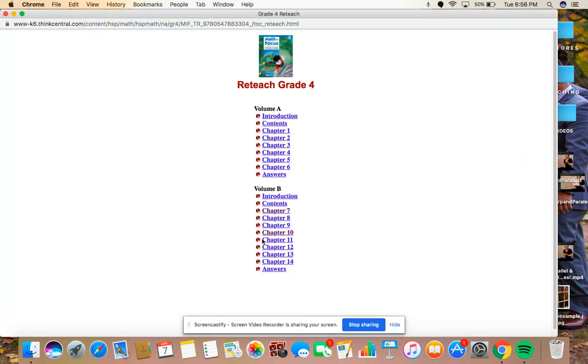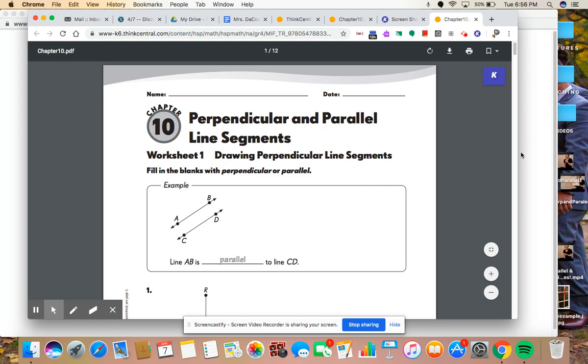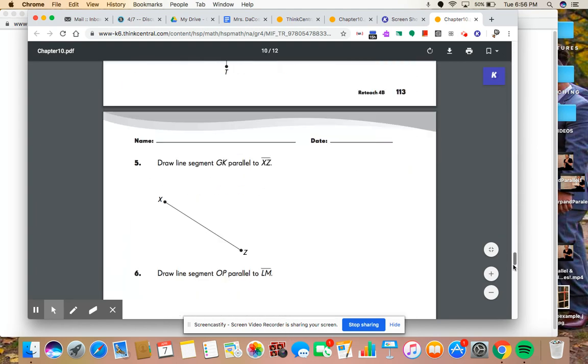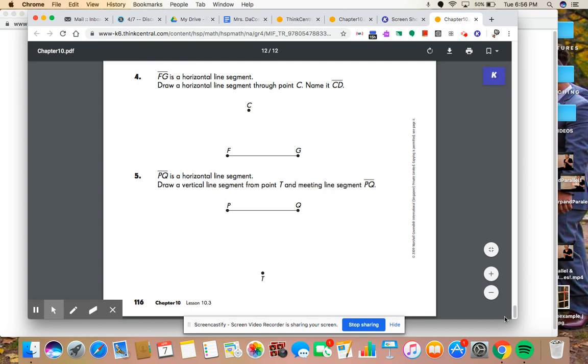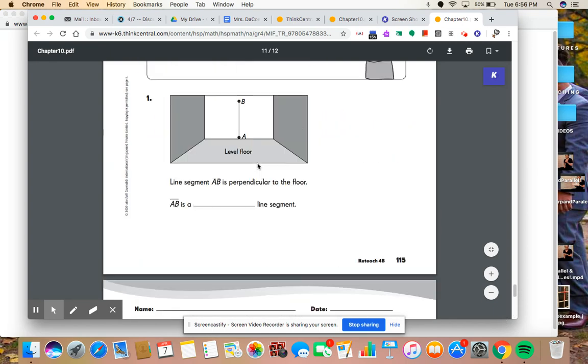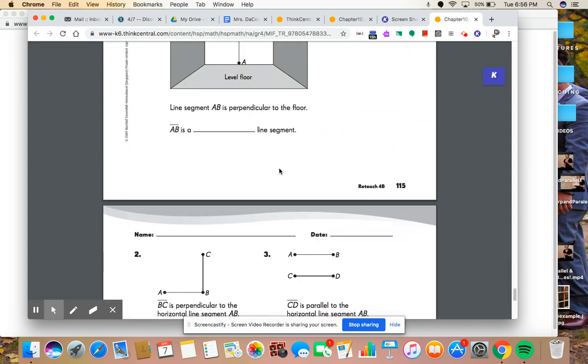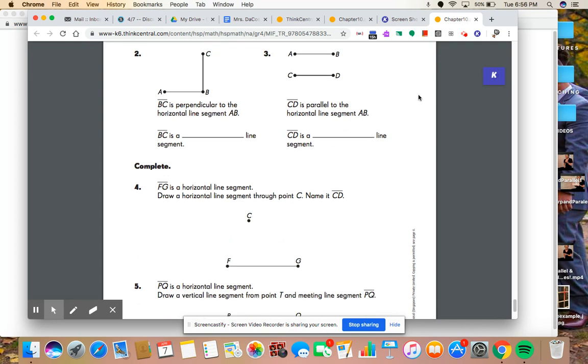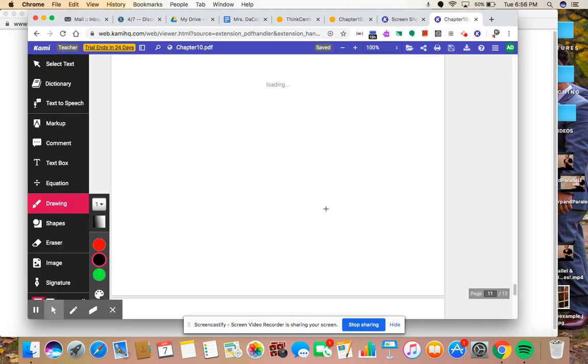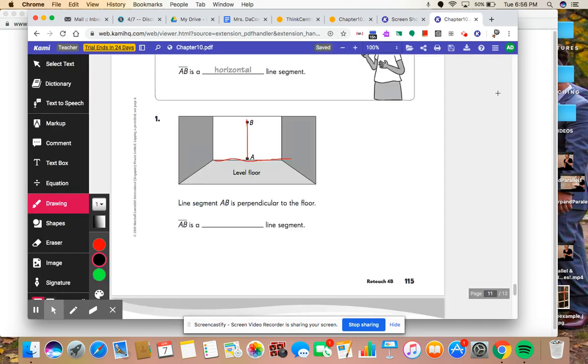So we need to take a look at what you are going to be doing today. You are doing reteach pages 115 and 116. 115 is pretty self-explanatory. I actually want us to look at page 116, and I'm going to try to do this as quick as I can. Oh, and it already has. I was practicing this before.